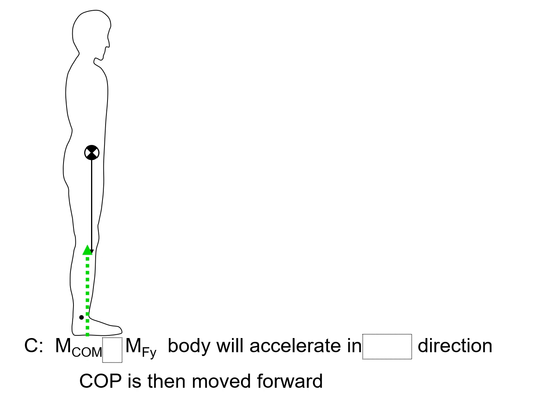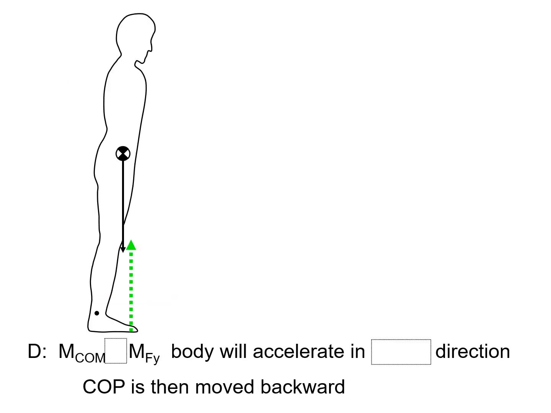And then finally, we'll look at this one again. We have our center of mass is once again greater than the ground reaction force, and the body will accelerate in a clockwise rotation if we're leaning backwards. So the center of pressure has to move forward to maintain our balance. So here again, we've leaned forward and the body will accelerate in our counterclockwise direction. So our center of pressure has to move backwards, or else this person will fall forward.